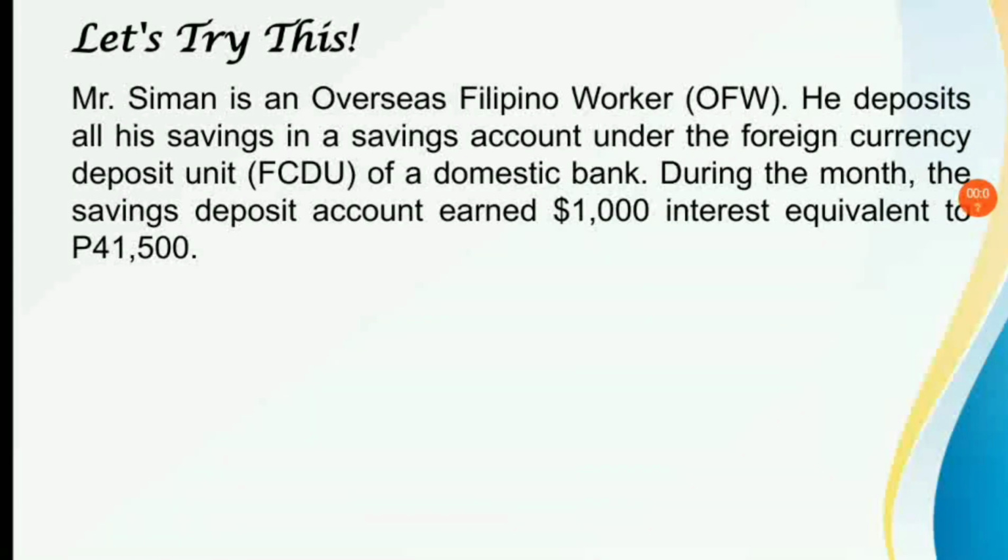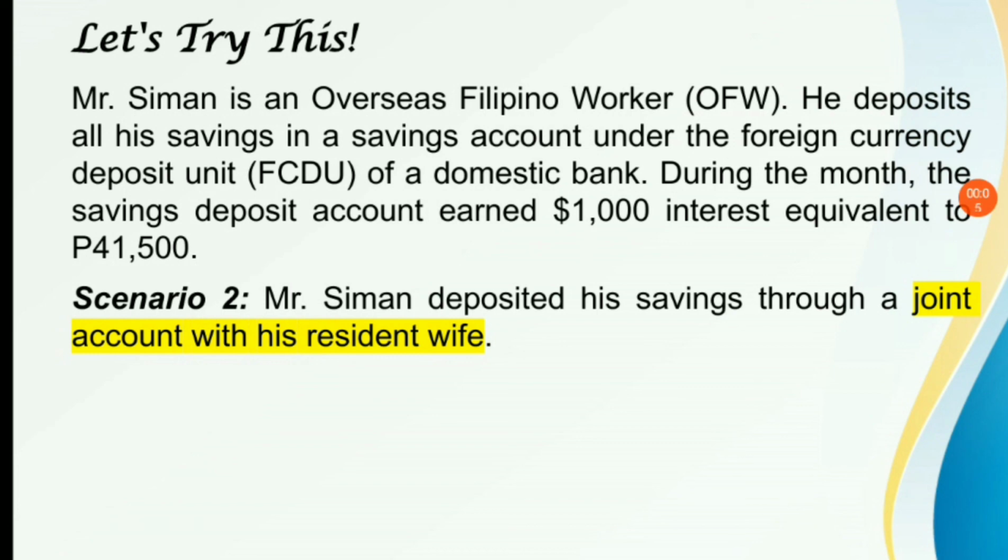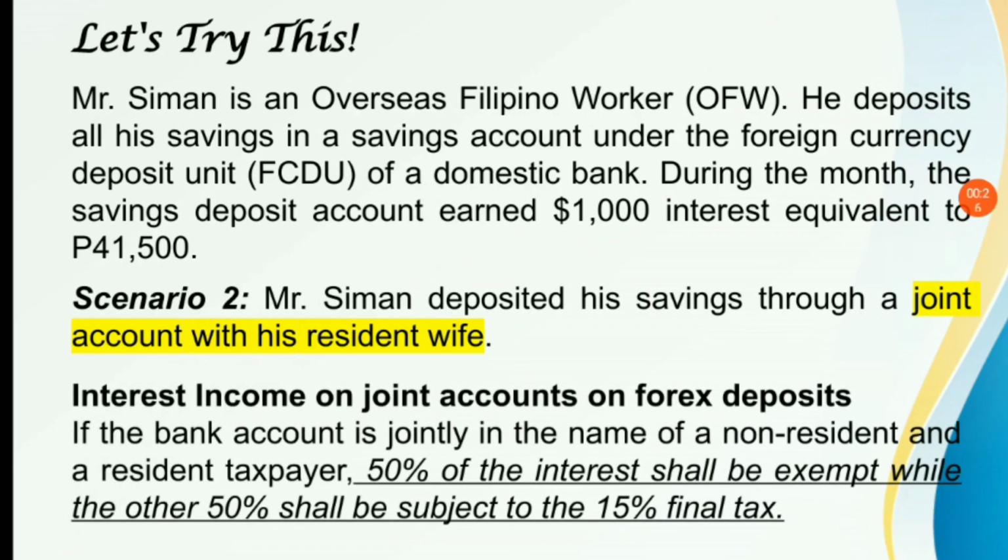Okay, second scenario. It says Mr. Seaman deposited his savings through a joint account with his resident wife. Since Mr. Seaman is an OFW, he is non-resident. And his wife is a resident because she is here in the Philippines. So it is a joint account. What is the effect of a joint account? It says that in a joint account, the interest income is divided between the two, so 50% to Mr. Seaman and 50% to his wife.